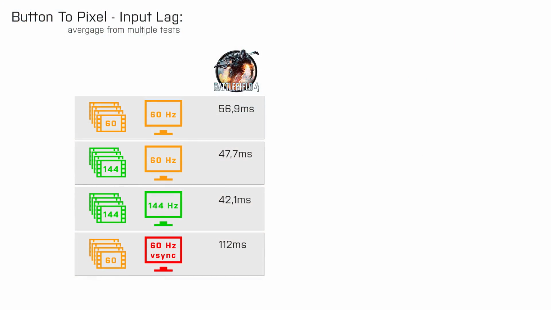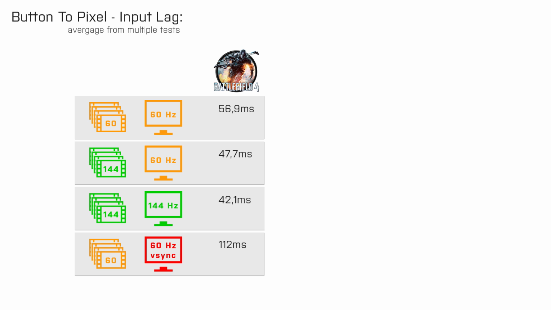Now back to the test results. The values that I provided so far are from Battlefield 4 in the CTE, running on a server that uses a tick rate of 30 Hz. I did repeat the test when the server was running at a tick rate of 60 Hz, and there was no difference in the input lag. So the tick rate does not affect the input lag in Battlefield 4.